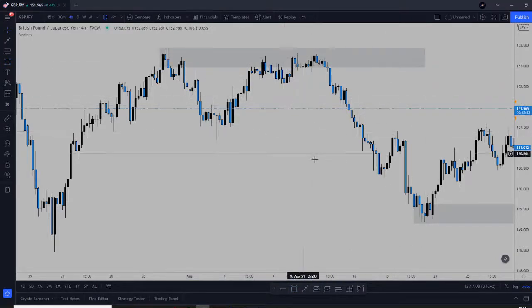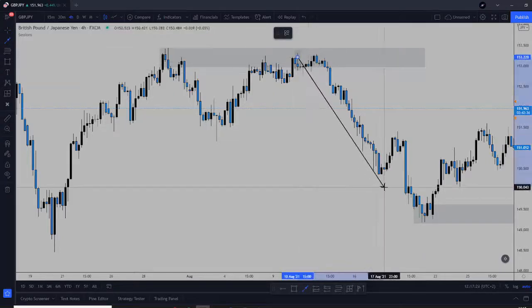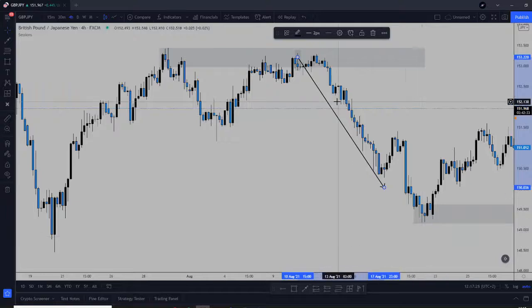Okay, we have another sell zone right here. Okay, what do we see? We see another bearish pin bar over here. Beautiful. Okay, and what happens? A little bit consolidation, ranging, and then a nice strong drop.